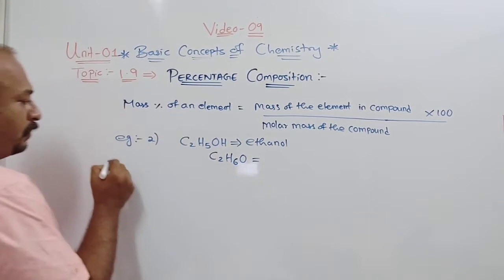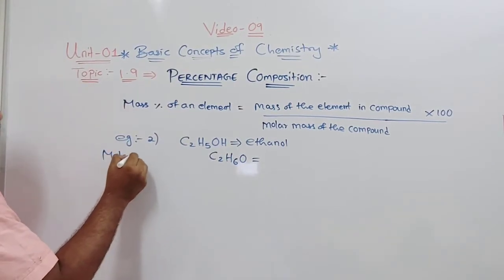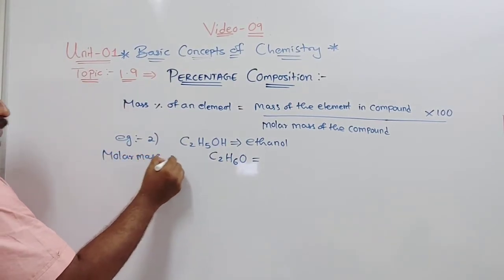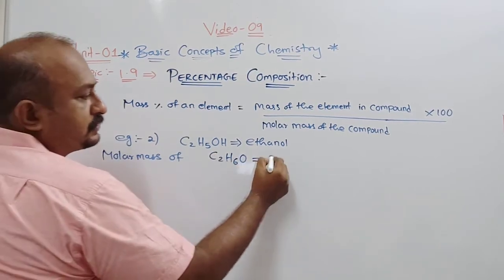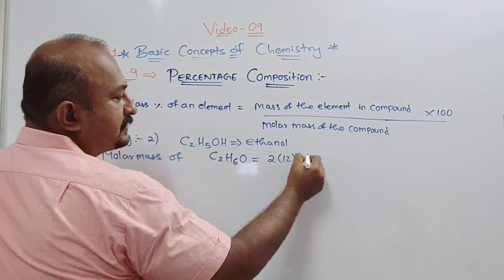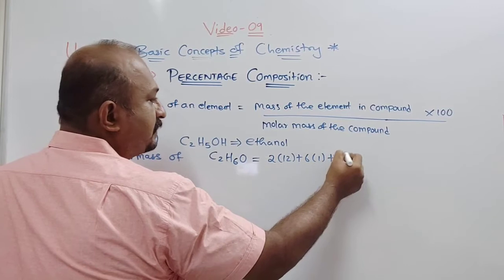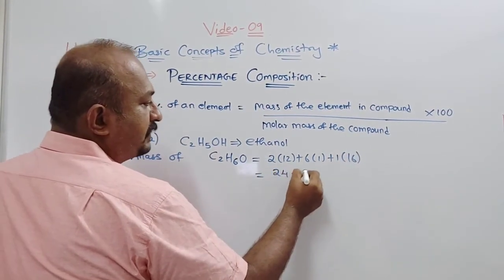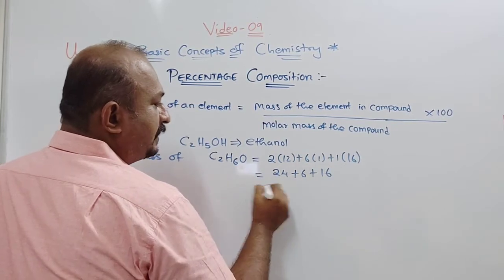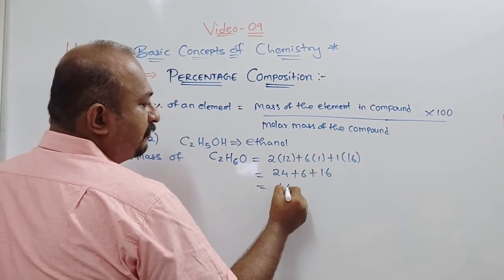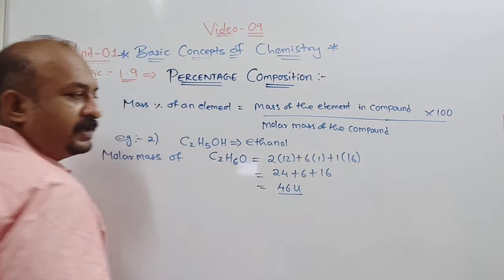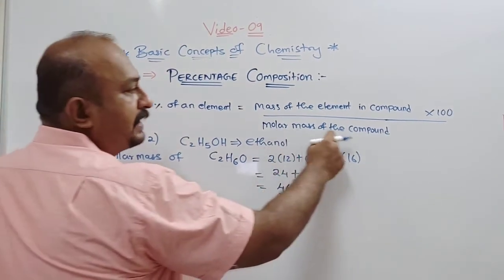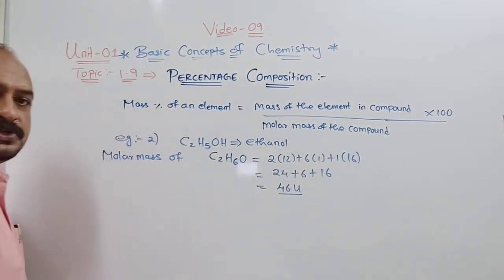So molar mass, when we say molar mass of C2H6O, that is 2 into 12 of carbon plus 6 into 1 of hydrogen plus 1 into 16 of oxygen. If you calculate 24 plus 6 plus 16, that is 46 u. Understood? So we got the molar mass of the compound, that is 46 u.